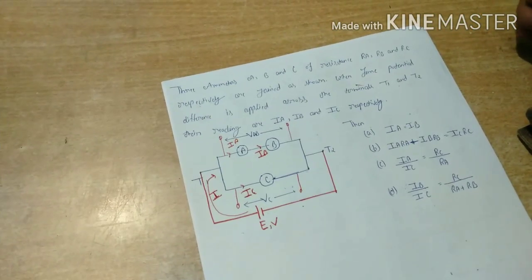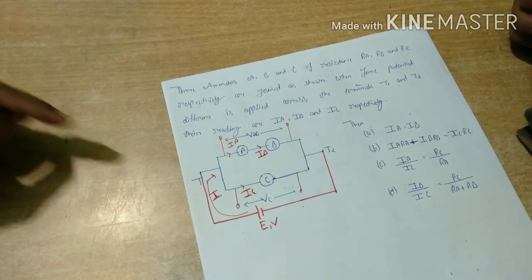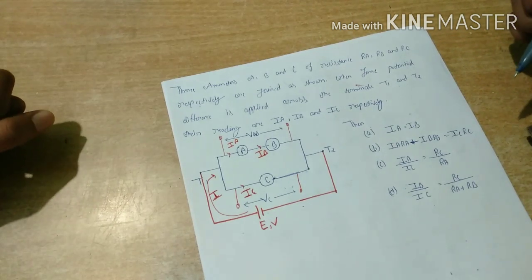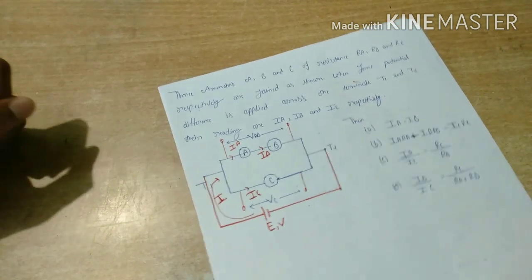Three ammeters A, B and C of resistance RA, RB, RC respectively are joined as shown. When some potential difference is applied across the terminals T1 and T2, the readings are IA, IB and IC respectively, as shown in the figure. The circuit diagram is this and the options are like this. So let's check which option is satisfied by this circuit.